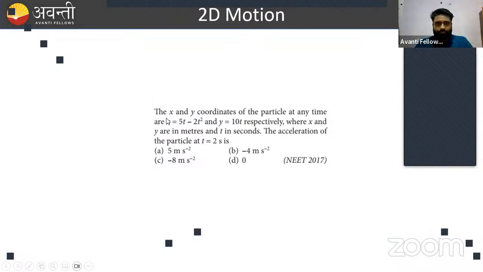Okay, the first question is on your screen. I will read this question for you firstly. The x and y coordinates of the particle at any time are x is equal to 5t minus 2t square and y is equal to 10t respectively, where x and y are in meters and t in seconds. So the acceleration of the particle at t is equal to 2 seconds. You have to find the acceleration of the particle.